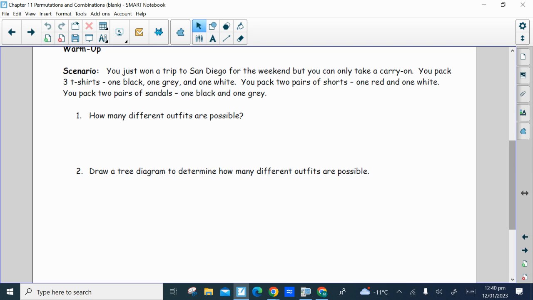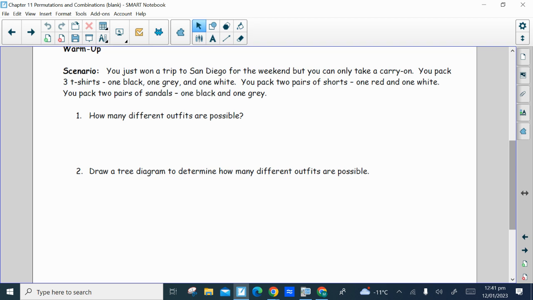You want a trip to San Diego for the weekend, but you can only take a carry-on. So you pack 3 t-shirts, a black, a gray, and a white, 2 pairs of shorts, a red and a white, and 2 pairs of sandals, 1 gray, 1 black. How many different outfits are possible? Okay, so you might guess, whatever. How many different possible outcomes could this person wear on this trip? We're going to see that there's different ways that we can calculate the actual answer. So you might have a number in your head, what you think the answer is. Let's see if you're right or not.